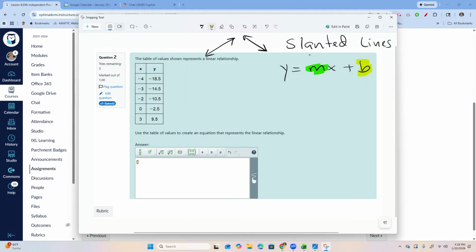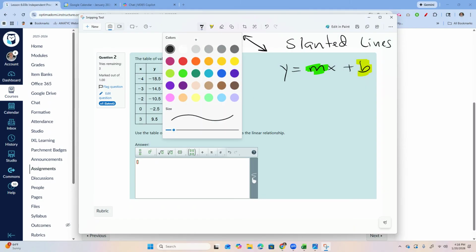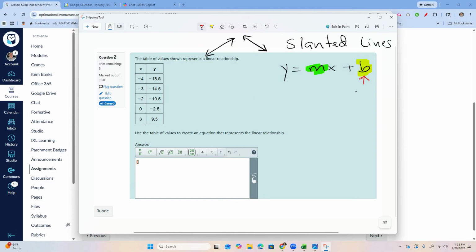How do we find the value of b? The value of b is called the y-intercept, okay? Which is a point on the y-axis, but the point on the y-axis looks like this, 0, comma, b.